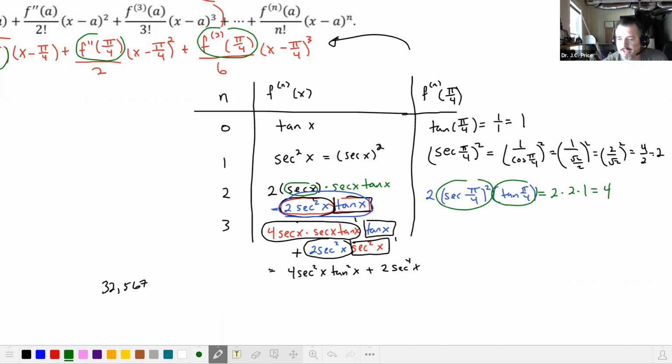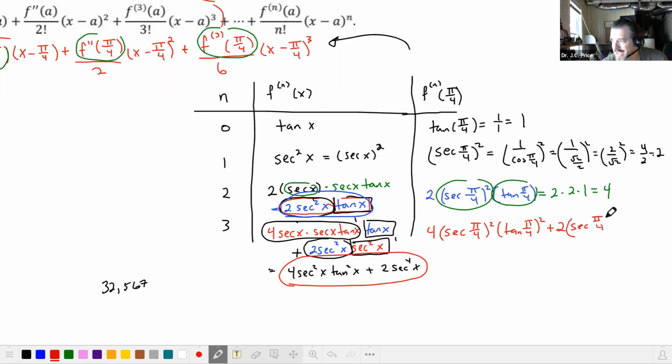And then down here, I'm going to plug it in again. So this is going to be 4. I'm going to show my work so you guys can see what I'm thinking. I have secant of pi over 4, and I'm squaring it. So I square this. And then I have tan of pi over 4, and I'm squaring that too. And then plus, I have 2, and then secant of pi over 4, and I'm raising that to the 4th power.